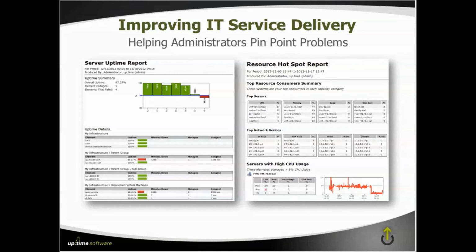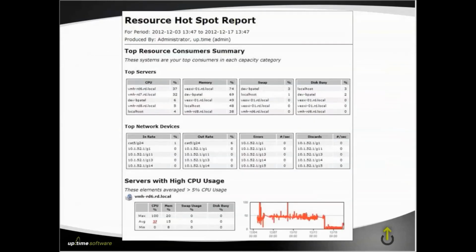In Uptime 7.2, we've added 2 new reports that help augment that story. They help make it easier to get up and running in the initial stages of your IT service delivery. The 2 new reports are called the Server Uptime Report and the Resource Hotspot Report. So let's talk for a moment about the Resource Hotspot Report.